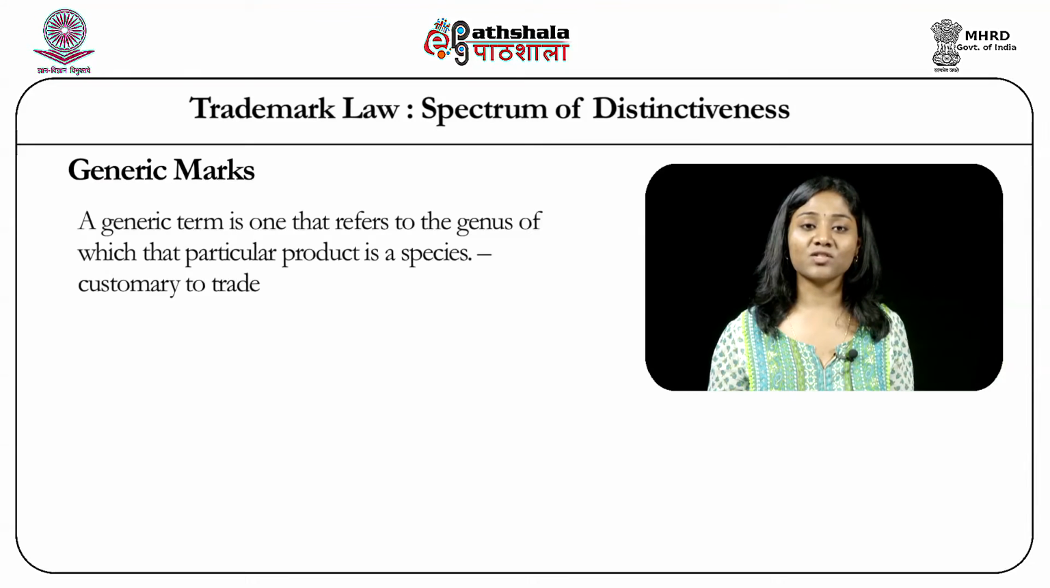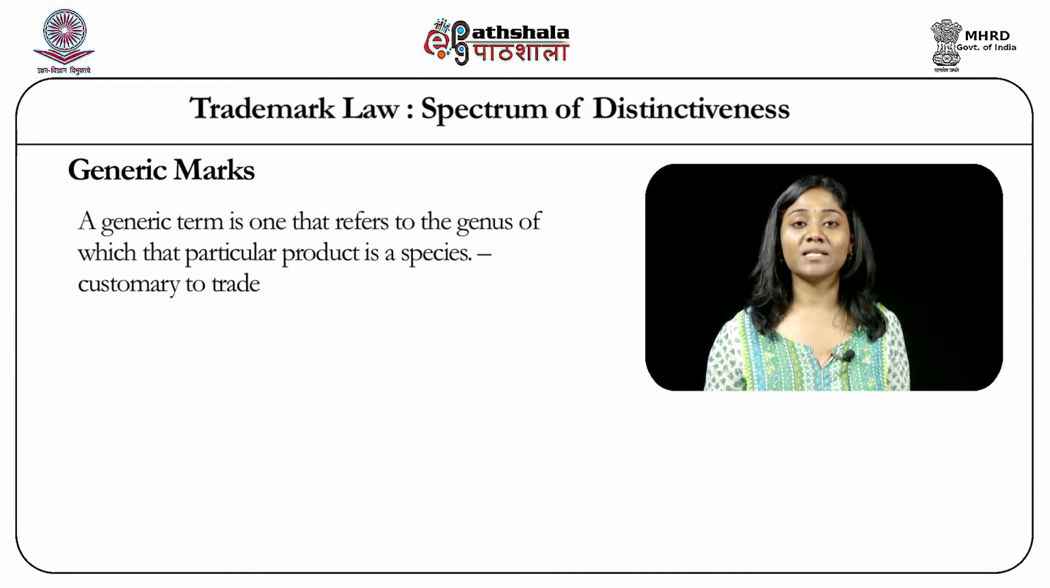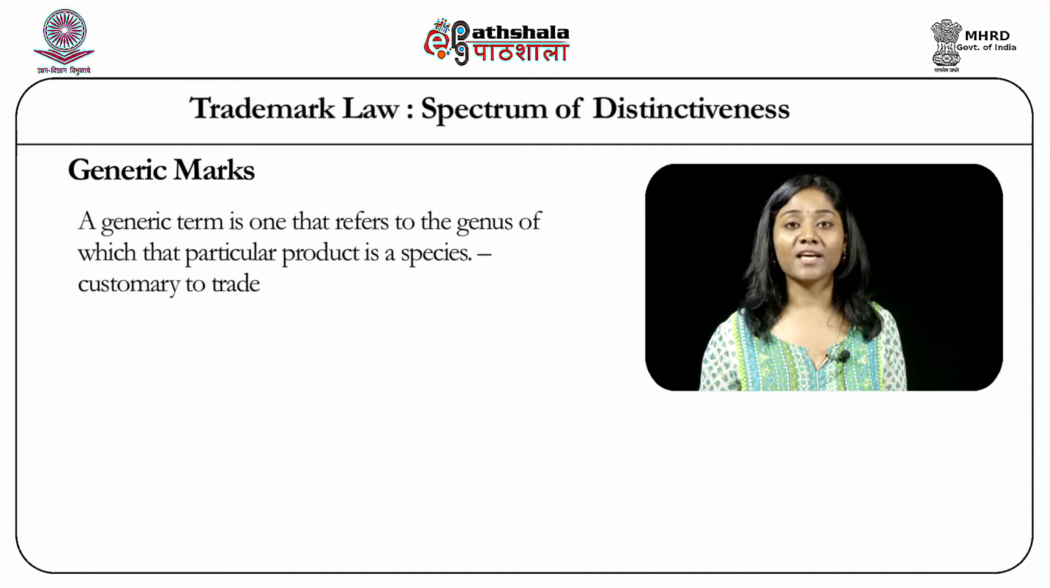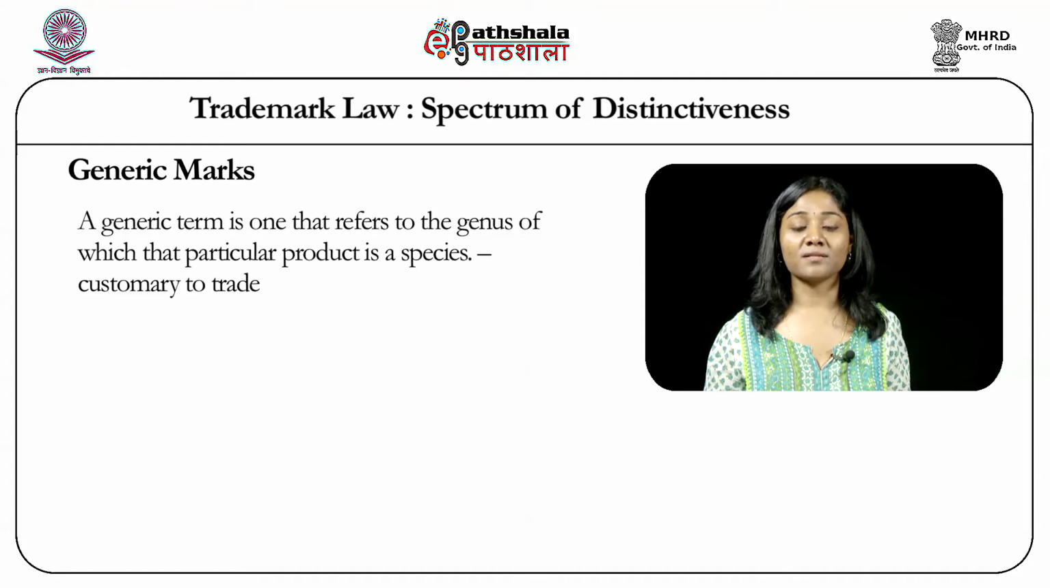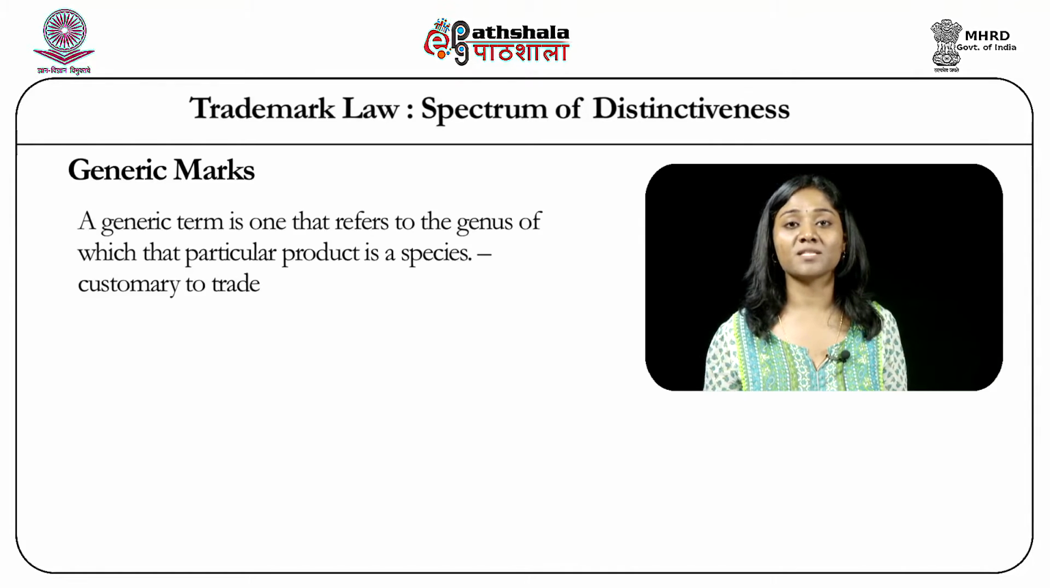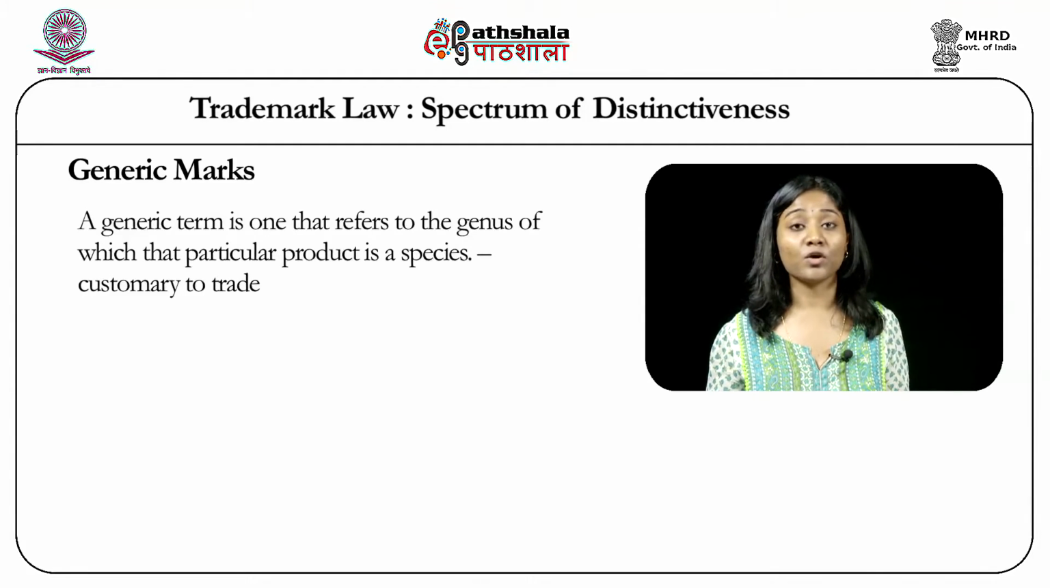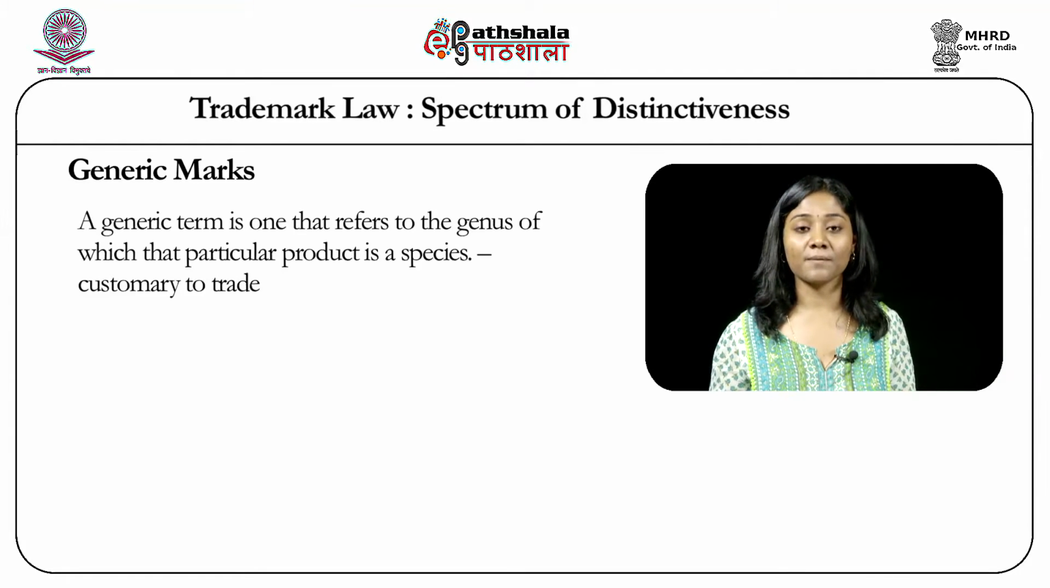And finally, what is known as generic marks. Generic, as it suggests, refers to the genus of a particular product as a species. Essentially, these words are customary to trade, and therefore they are taken away from the domain of protectability as trademarks. And the examples of such would be words such as, say you are selling a milk product, and your product is termed as milk. In a sense, every other person who is in the business of milk parlor will not be able to use the word milk for the product, and therefore you are not allowed to be labeling or using a mark such as milk for your product, which is milk.